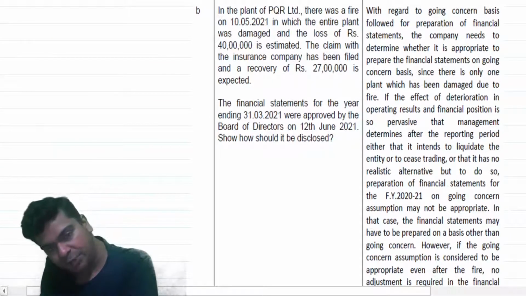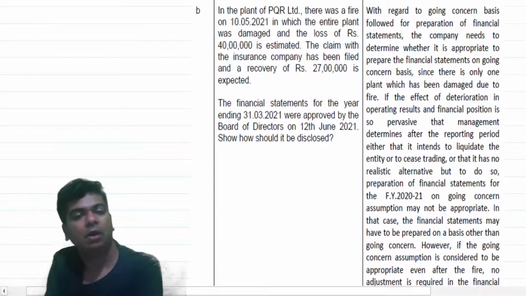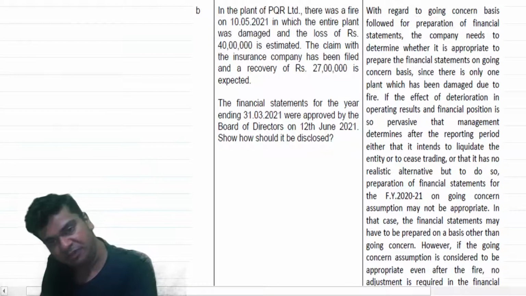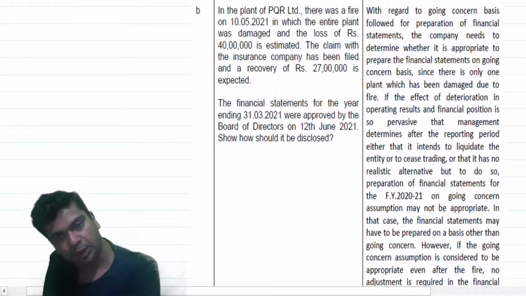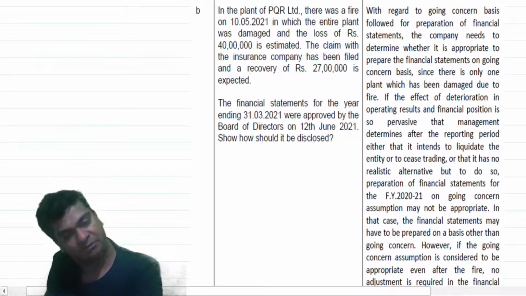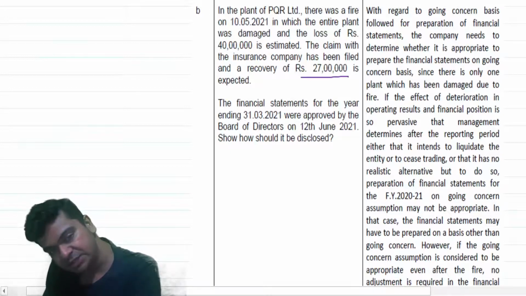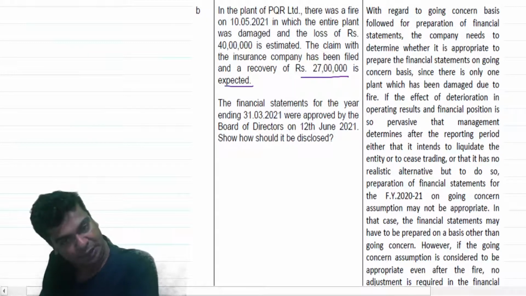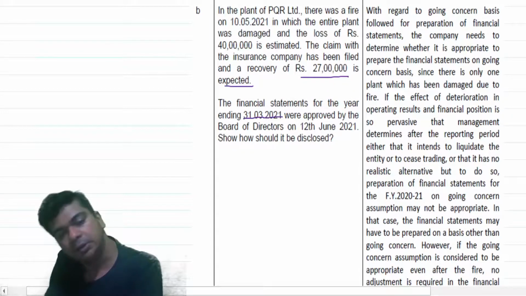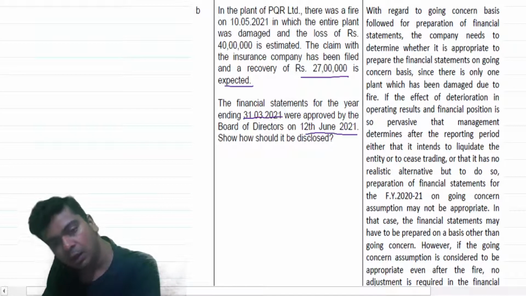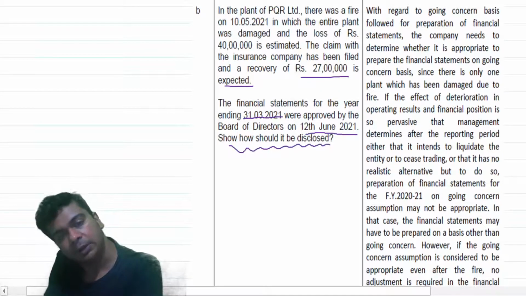In the plant of PQR Limited, there was a fire on 10th May 2021 in which the entire plant was damaged and the loss of rupees 40 lakhs is estimated. The claim with the insurance company has been filed and a recovery of 27 lakhs is expected. The financial statements for the year ending 31st March 2021 were approved by the board of directors on 12th June 2021. So how will it be disclosed?